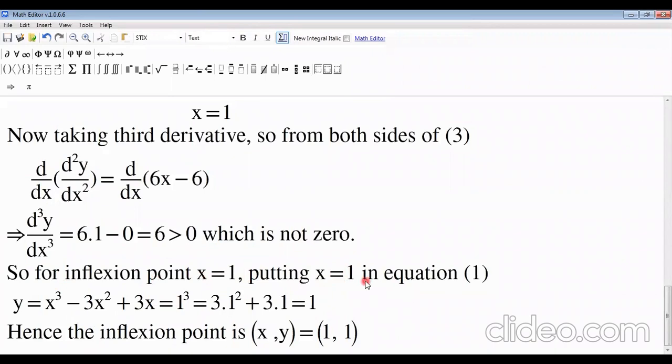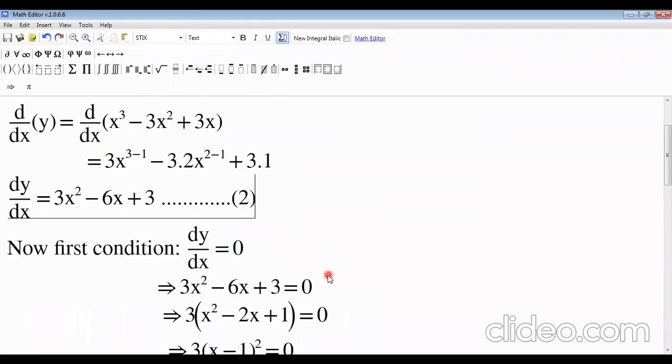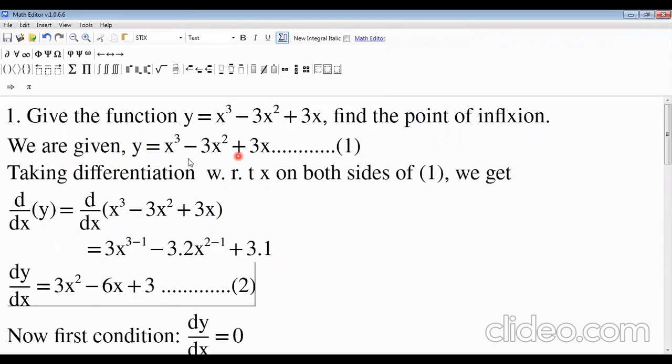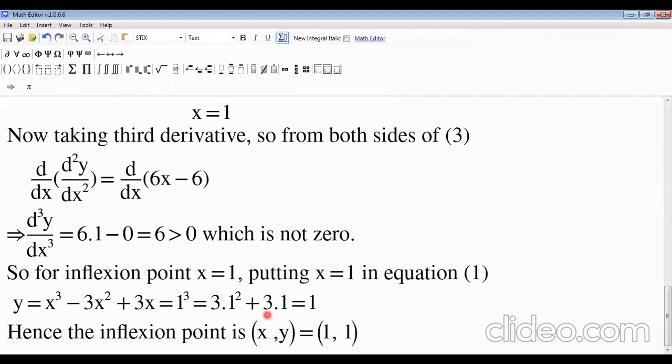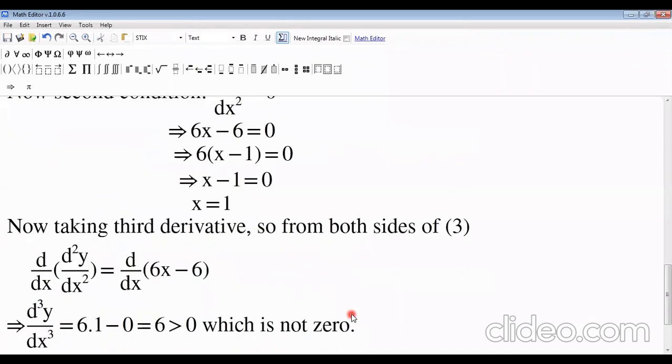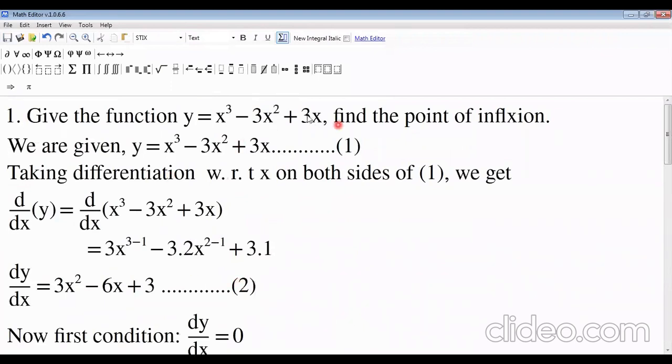Putting x equals 1 in equation 1, the given equation, we get y equals 1. So the inflection point will be (x, y) equals (1, 1), and this is how we find the inflection point for this question.